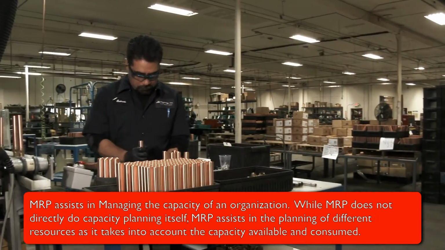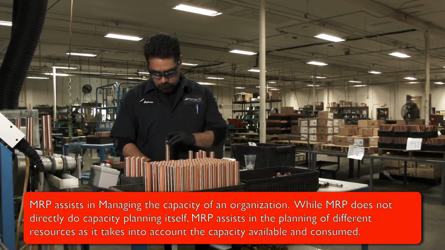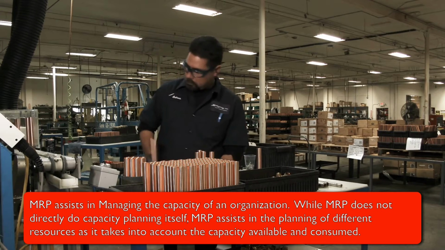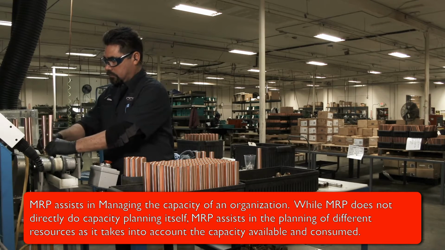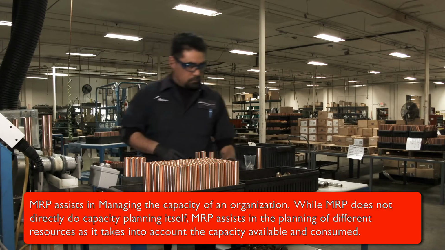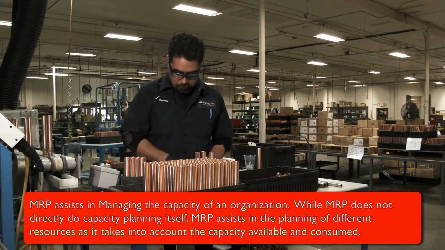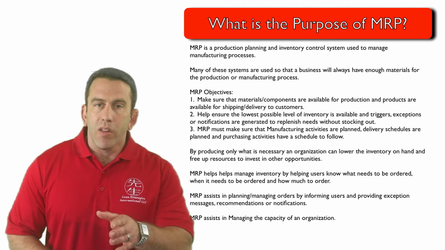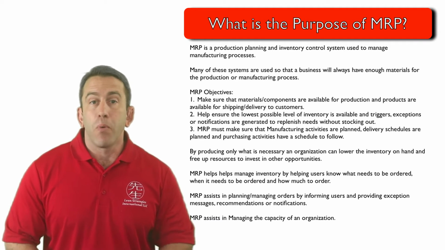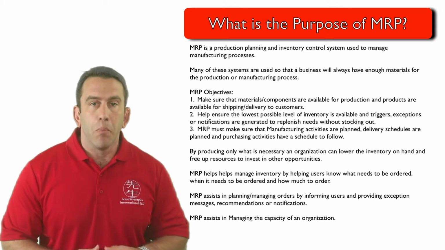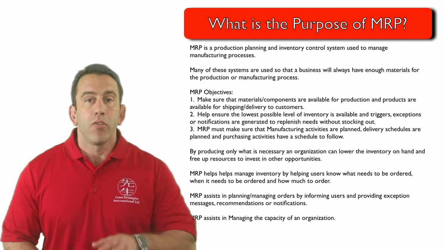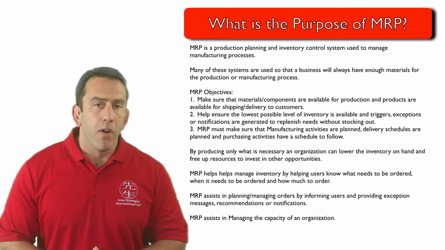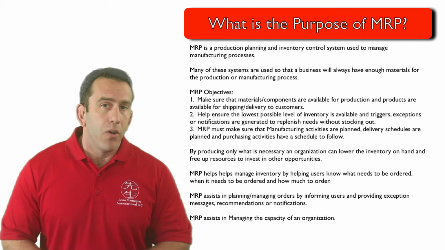Finally, MRP assists in managing the capacity of an organization. While MRP does not directly do capacity planning itself, MRP assists in the planning of different resources, as it takes into account the capacity available and consumed. One example of this is when MRP provides a more precise input of planned orders so that capacity planning can occur. This is particularly important when working with planned orders.